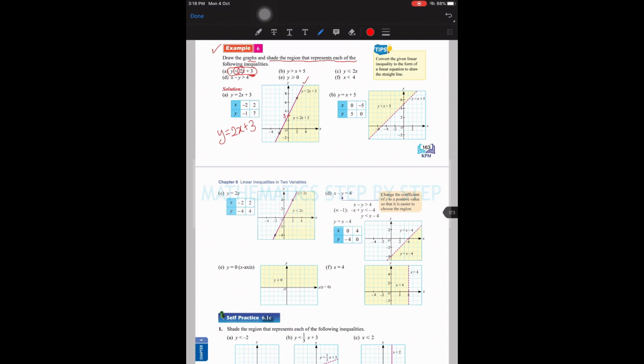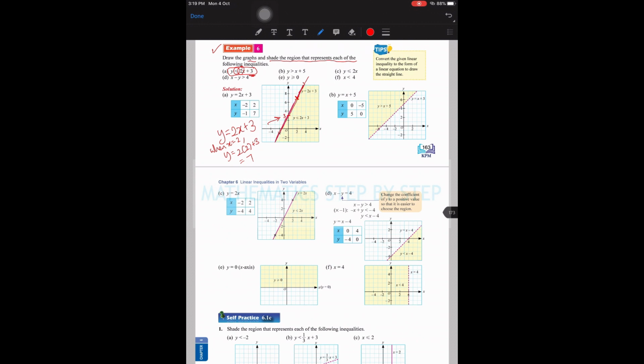Then 2 is the gradient, okay? So if you want to find out some coordinates on this straight line, you can plug in, let's say, x equals to 2. So when x equals to 2, y equals to 2 times 2 plus 3 gives us 7, okay? This is how we got this point. And we know the y coordinate equals to 3. So now we have 2 points. We are able to draw this straight line, okay?